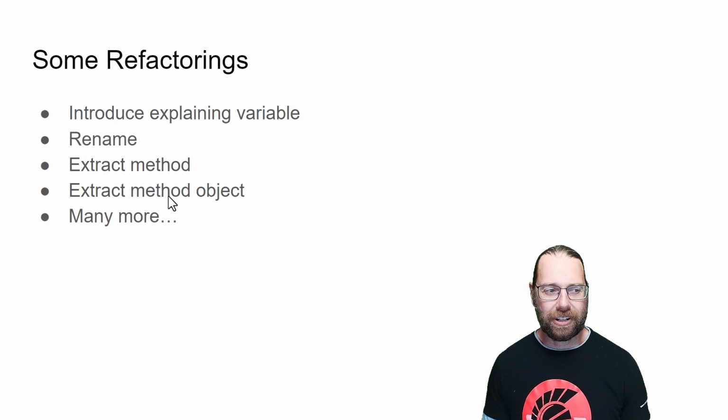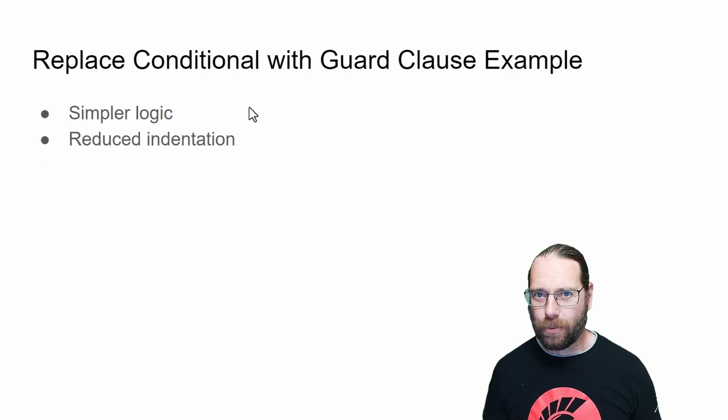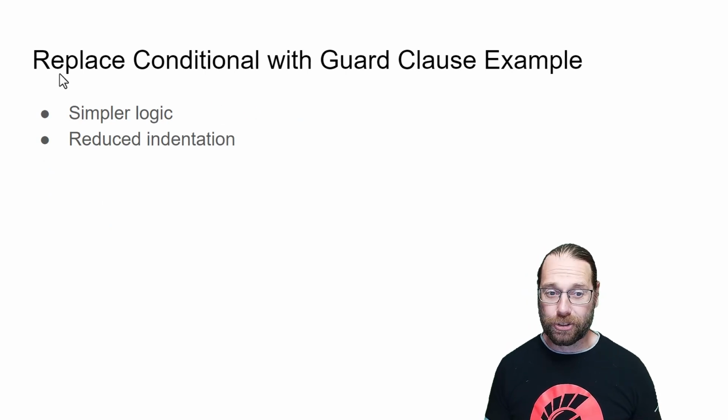And extract method object, not covering this one, but mentioned here because it's very powerful if you're dealing with legacy code. If you have a very large method or procedure, you can actually convert that procedure or method on an object into an object of its own. And then as you extract methods from it, they become additional methods on that class. It just allows you to do a bit more manipulation and hold all those refactorings together in one place, in one object. And of course, there are lots more. The first refactoring we're going to look at is replace conditional with guard clause. And let's take a look at that now.